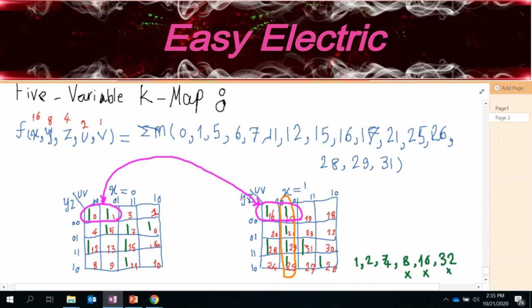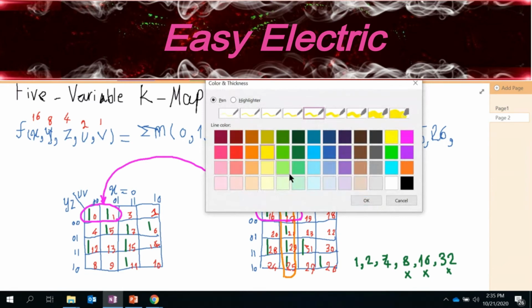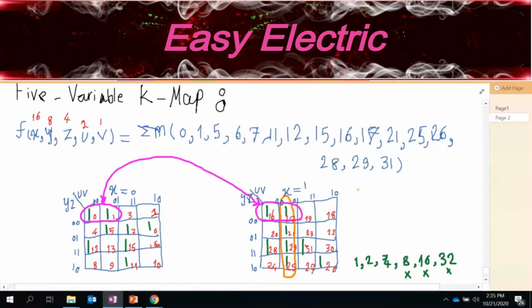So what else? Could you see any other groups with 4 members? Could you see any? Yeah, one. Let's see. Let me change the color. So 1, 5, 17, 21. Yep, definitely right. So no doubt about that.